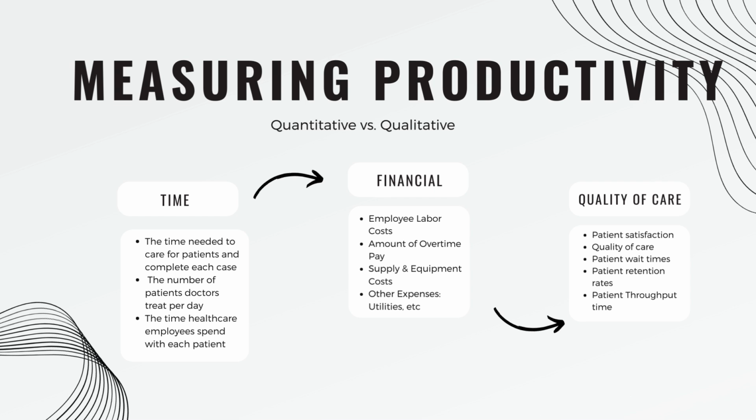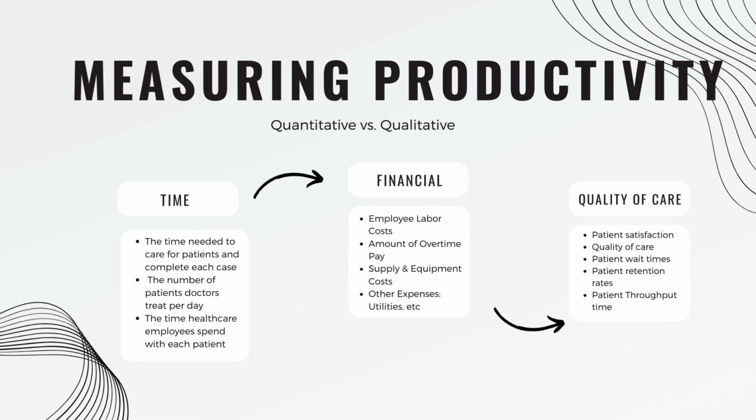Traditional methods mainly focus on these quantitative metrics: how many patients are seen and how much money is spent. This approach often means clinics might cut back on hours, hire only essential staff, or rush through patient appointments to save time and money. However, there's a catch.